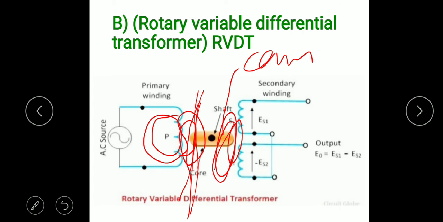When the maximum cam portion comes in contact with the S1 coil, then the EMF generated in the S1 coil will be maximum compared to the S2 coil, and when the cam portion comes maximum in contact with the S2 coil, then the EMF generated in the S2 coil will be maximum compared to S1 coil. This is the real working of the RVDT.